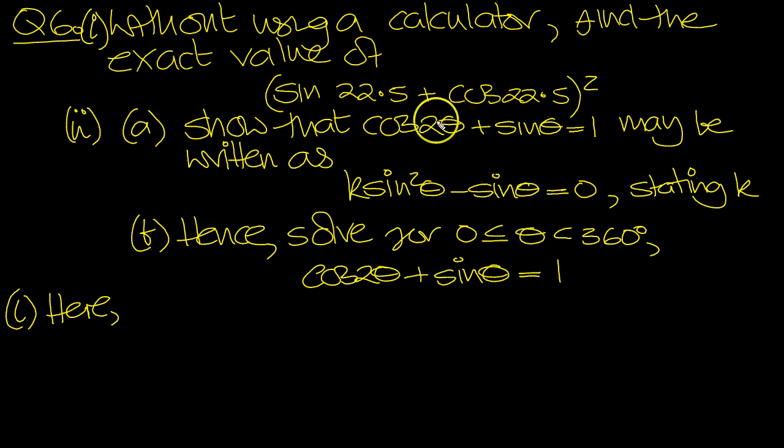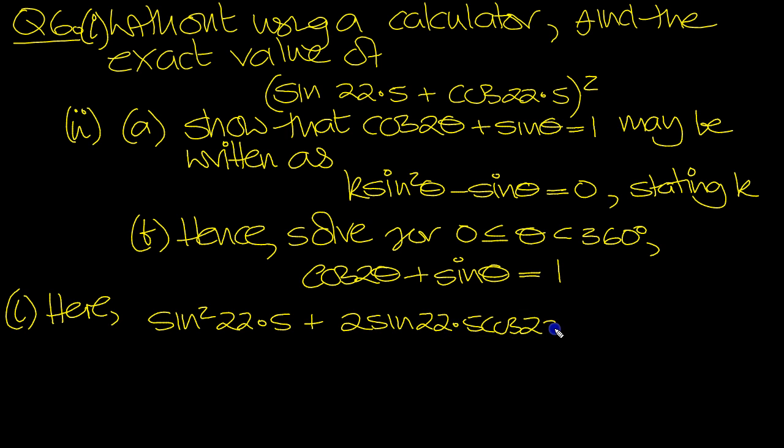So here, let's square this bracket. We'll get sine squared 22.5 plus 2 sine cos. These are the middle terms, and there's 2 of them. Plus the cos squared. So sine squared, first term squared, plus this times that. So they're both the same, so there's 2 lots of those. Plus the cos squared, so we've just expanded that bracket.